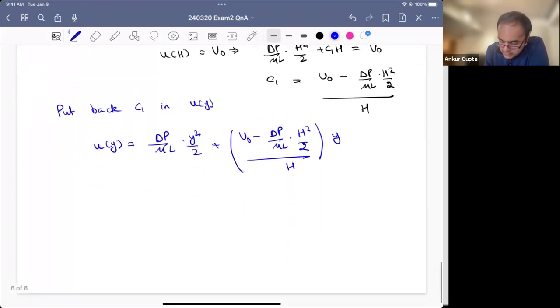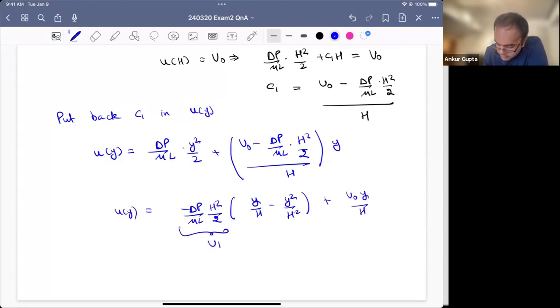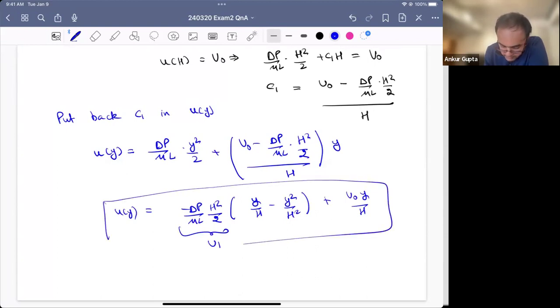And then finally, this is all just rearrangement. It's not too bad to do. Mu L h square by 2. You get y by h into minus y square by h square plus u naught y by h. So this is my u1, and I think this is what the problem was asking for. I believe, let me just check. 6u1 rather, okay? 6u1. Okay, that makes sense, Talal?